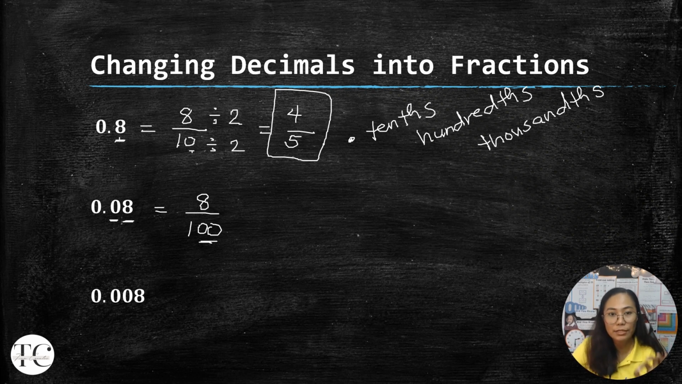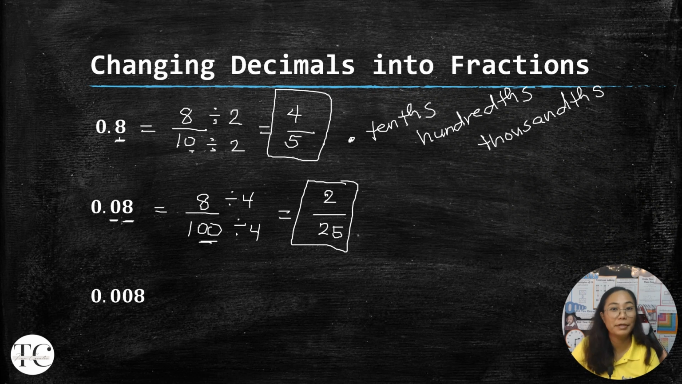Okay, now 8 over 100 can be expressed into the simplest form. And so both of them can be divided by 4. And so here we have 8 divided by 4, we have the answer, which is 2. And then we have 100 divided by 4, and that is equal to 25. Now, 8 hundredths in a fraction form is 2 over 25, or 2 25ths.